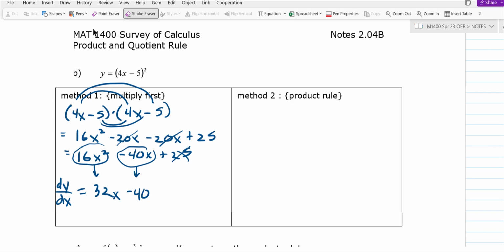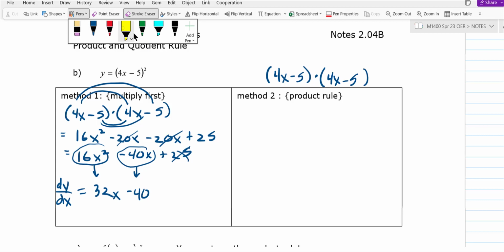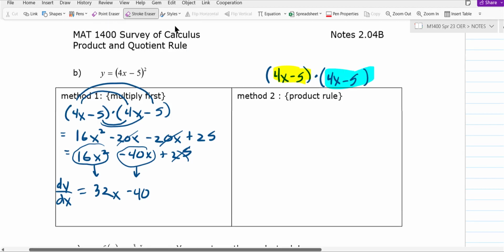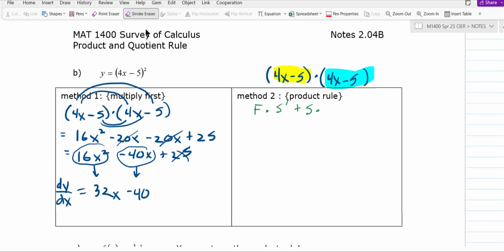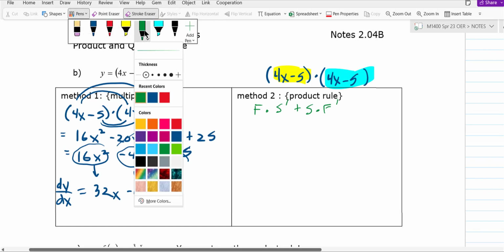Okay, all right. So the product rule works kind of weird on this problem because the first and second are exactly the same thing. The first is going to be the 4x minus 5, and the second is going to be the same thing. So just to practice with this, write down the rule first. I like to write it down as f times s prime plus s times f prime. Okay, so we're just going to do that, and then we'll put this together. So this will go like this.